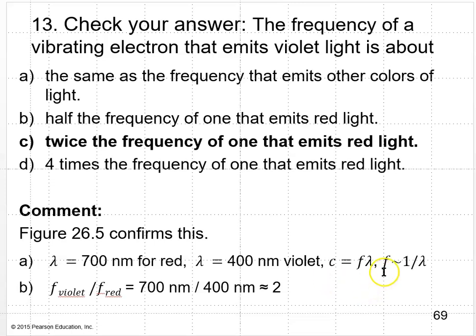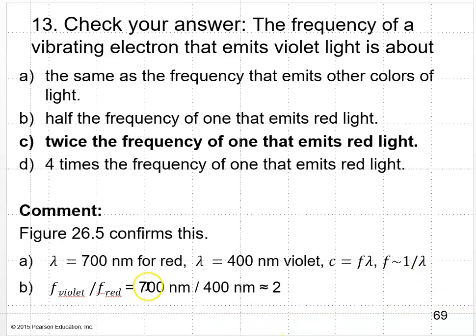So there's an inverse relationship between frequency and wavelength. Now, the wavelength of red light is 700 nanometers. The wavelength of violet light is 400 nanometers. You take the frequency of the violet divided by the frequency of the red light, it's going to be proportional to the wavelength of the red light inversely.